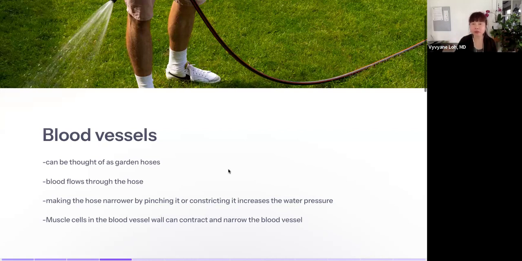We have muscle cells in the wall of the blood vessel, so that would be basically the rubber part of the hose. Those muscle cells can contract, and as a result, they can narrow the blood vessel, increasing the blood pressure.